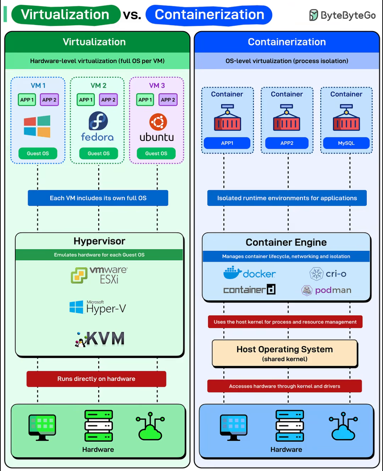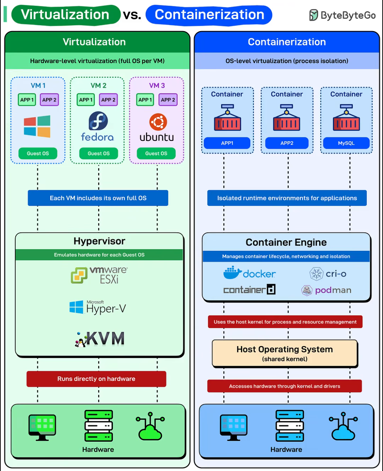Virtualization, left side. On the left side of the diagram, you can see classic hardware-level virtualization. Here we have physical hardware at the bottom, and on top of that sits a hypervisor like VMware ESX, Microsoft Hyper-V, or KVM. The hypervisor's job is to emulate hardware so you can run multiple virtual machines, each with its own full operating system and applications. Each VM is like a complete computer inside your server.